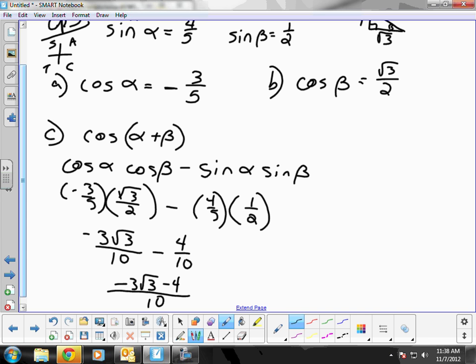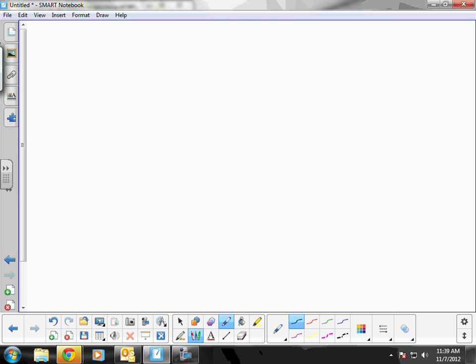Checkpoint 6 talks about setting a viewing window on your graphing calculator and putting an equation into the calculator at y equals, and then looking to see by the graphs if those two pieces are identical. We're not going to do that one either. We're going to go on over to checkpoint 7 and finish up.